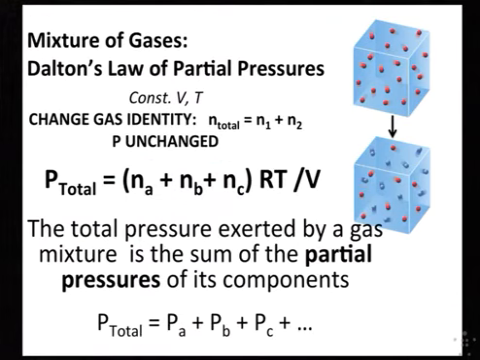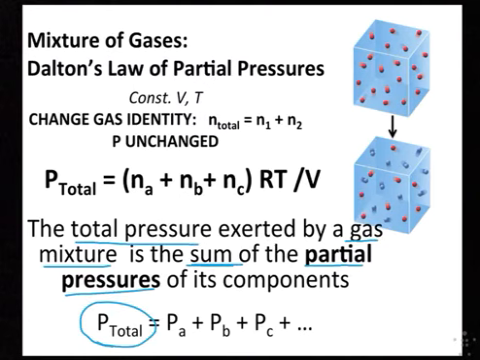And so we can summarize all this and say that the total pressure exerted by a gas mixture is the sum of the partial pressures of its components. So the total pressure is just the partial pressure of A plus the partial pressure of B plus the partial pressure of C and whatever other molecules happen to be in the container.